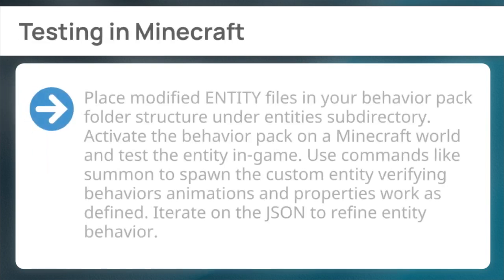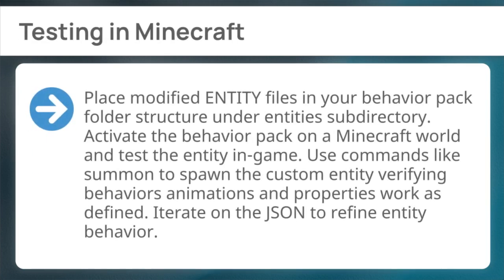Next, testing in Minecraft. Place modified entity files in your behavior pack folder structure under the Entities subdirectory. Activate the behavior pack on a Minecraft world and test the entity in-game. Use commands like summon to spawn the custom entity, verifying behaviors, animations, and properties work as defined. Iterate on the JSON to refine entity behavior.